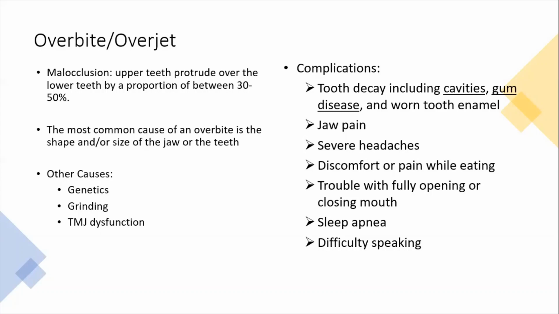And when you have this type of overbite and overjet, it can lead to complications like tooth decay, gum disease, and severely worn tooth enamel. Patients can experience jaw pain or severe headaches like migraines. They can have discomfort or pain when they're eating. They might even have trouble fully opening or closing their mouth. Sometimes we see sleep apnea, and there can be difficulty speaking or speech issues.